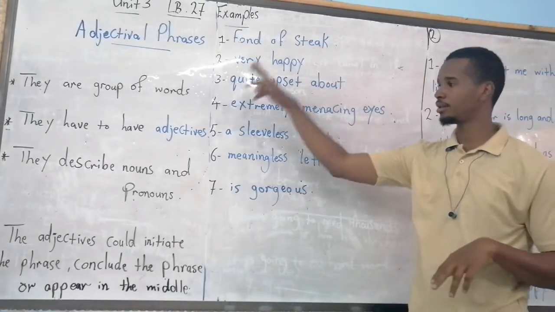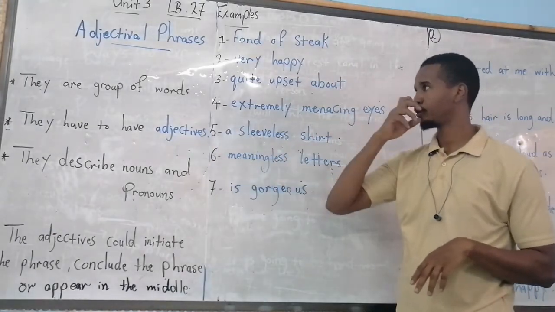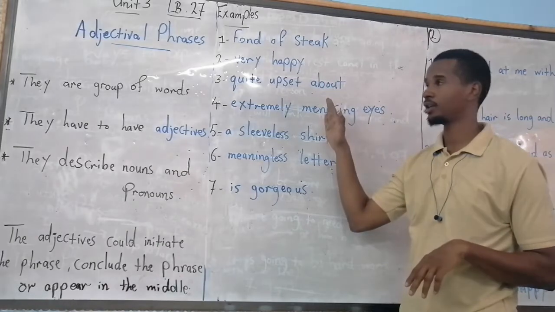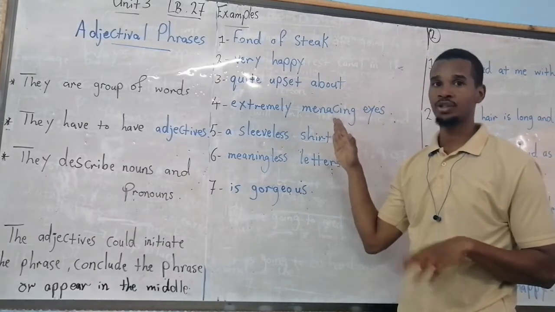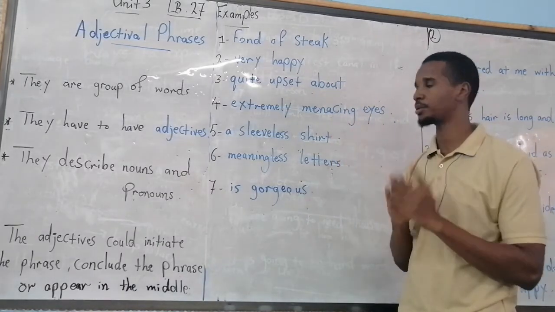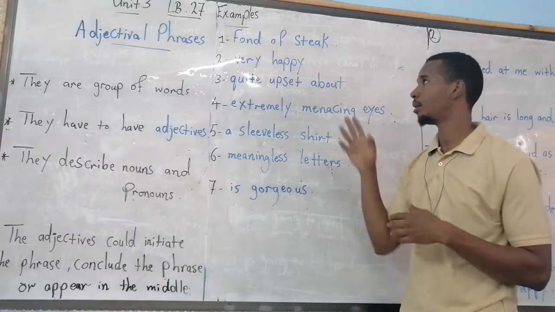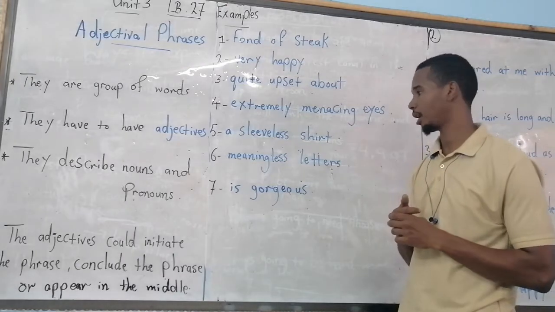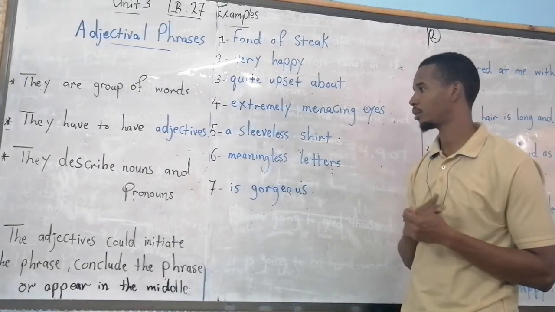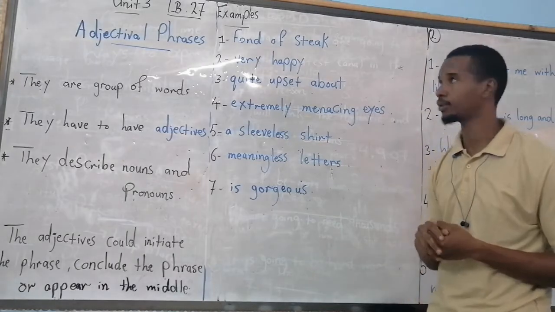Remember, all the description of the adjectival phrase applies here. First of all, they cannot make sense on their own. They have to be linked with a sentence, right? We don't have a verb here, and all of them have adjectives. And what else? They describe nouns and pronouns.